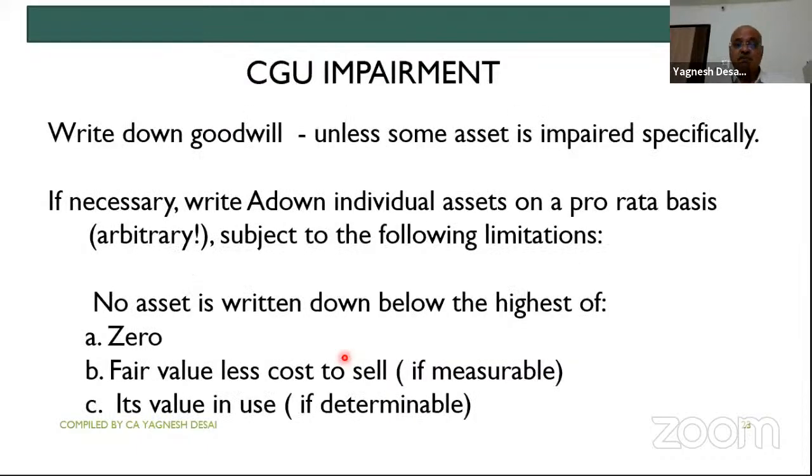Now CGU impairment, write down the goodwill. In a CGU impairment, a cash generating unit usually has a part of goodwill. Usually goodwill is there in this CGU. So when there is an impairment of the CGU, first goodwill is hit, and thereafter it is allocated amongst all the assets in proportionate value. But suppose among other assets, for example, there is a trade receivable.